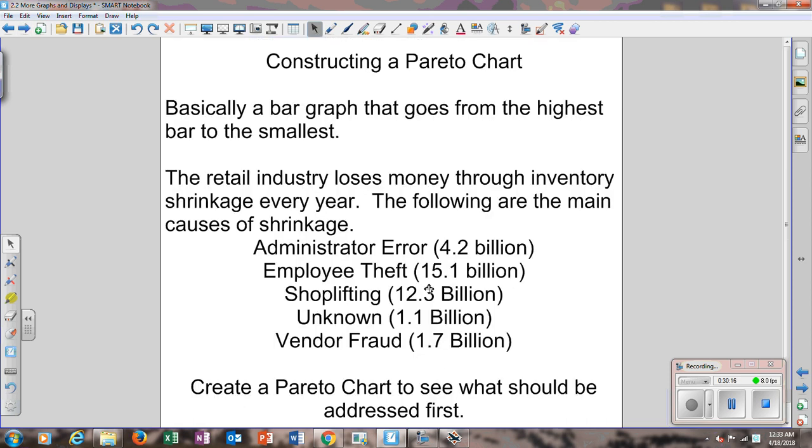All right, constructing a Pareto chart. A Pareto is a bar graph that goes from highest bar to the smallest, and your bars don't touch. That's literally it.